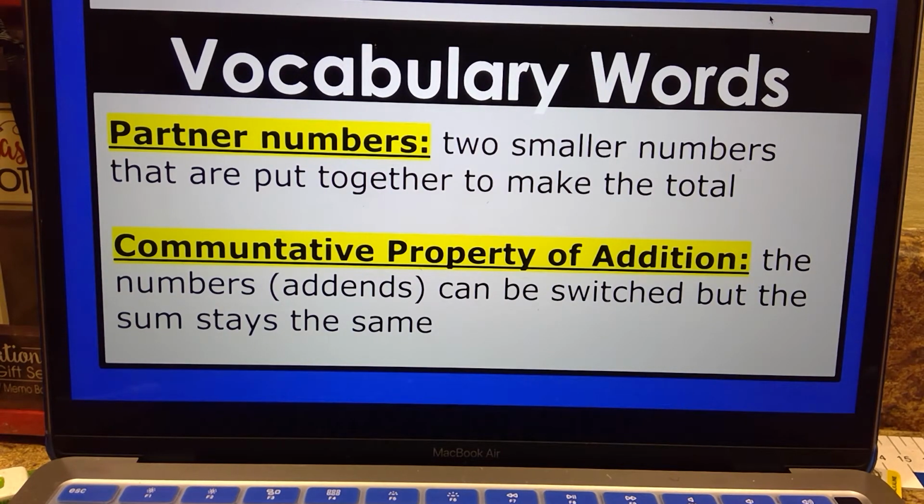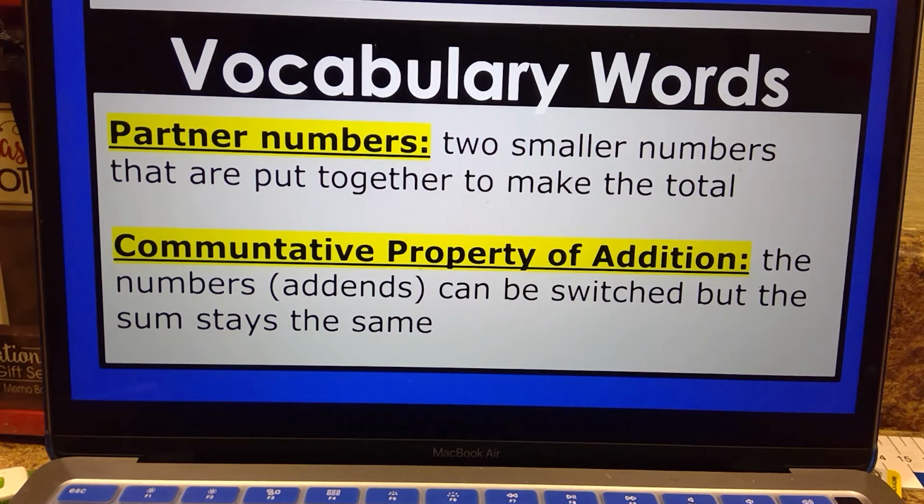Okay? Our next word that we learned was partner numbers. These are the smaller numbers that are put together to make the total. Just like the additive, partner numbers are the numbers that are being added, okay? These are all the numbers you have to put together to find the total.